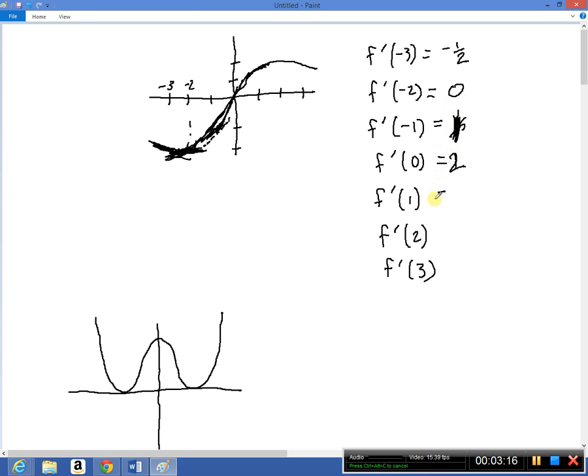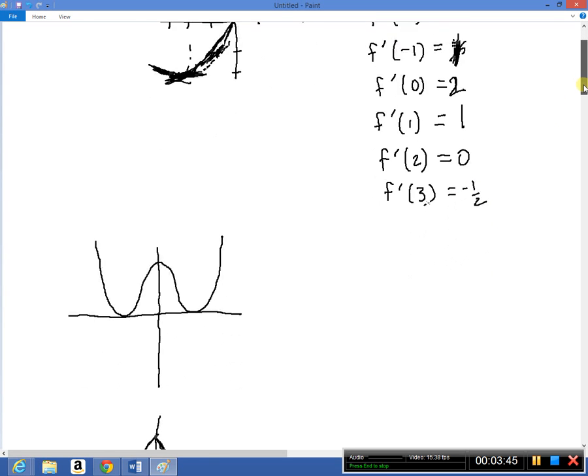Okay, the derivative at 1 looks like on the original picture it's at a 45-degree angle. This may not look quite like it, but I would call it 1. And f prime at 2 is where it looks pretty horizontal. The tangent line is 0 in slope. And at 3, it's going down, but again, it's going down about the same as this one was, so I call it -0.5. Okay, so that's about it for number 1.